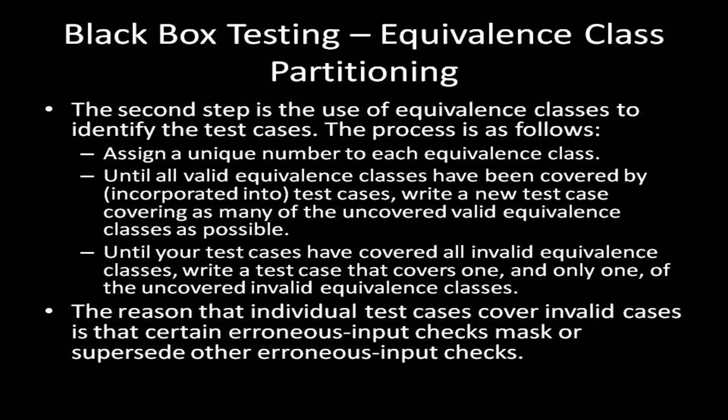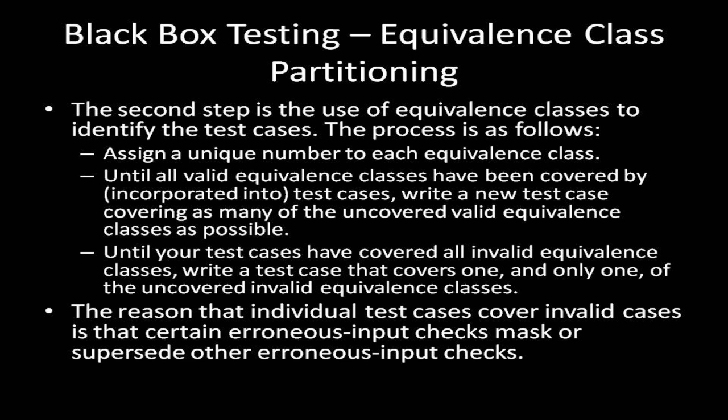The second step is the use of equivalence classes to identify the test cases. The process is as follows. 1. Assign a unique number to each equivalence class. 2. Until all valid equivalence classes have been covered by, incorporated into, test cases, write a new test case covering as many of the uncovered valid equivalence classes as possible. 3. Until your test cases have covered all invalid equivalence classes, write a test case that covers one, and only one, of the uncovered invalid equivalence classes.